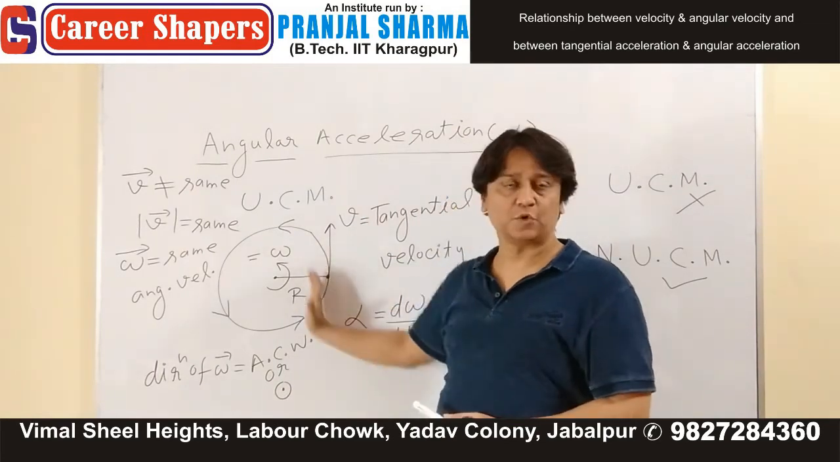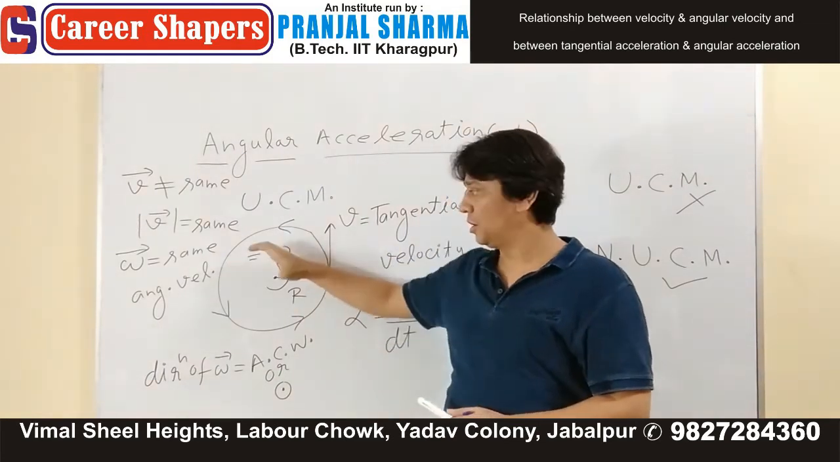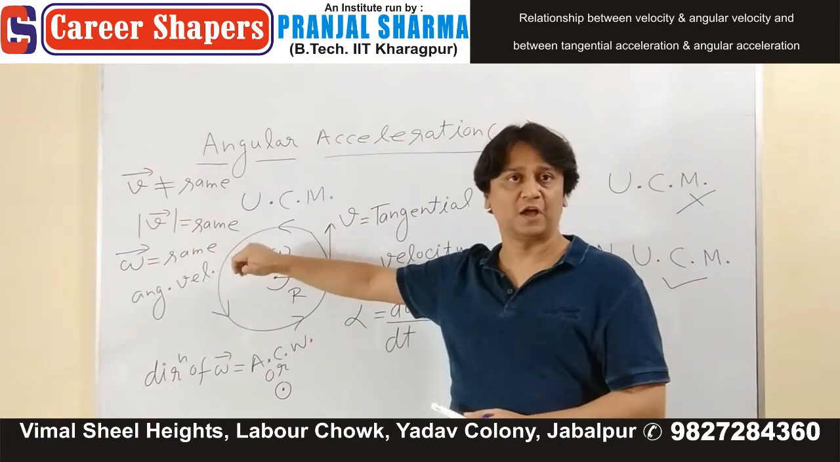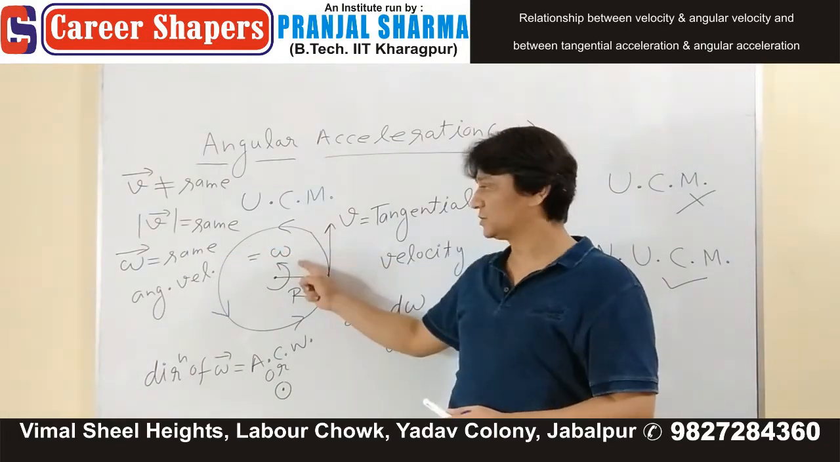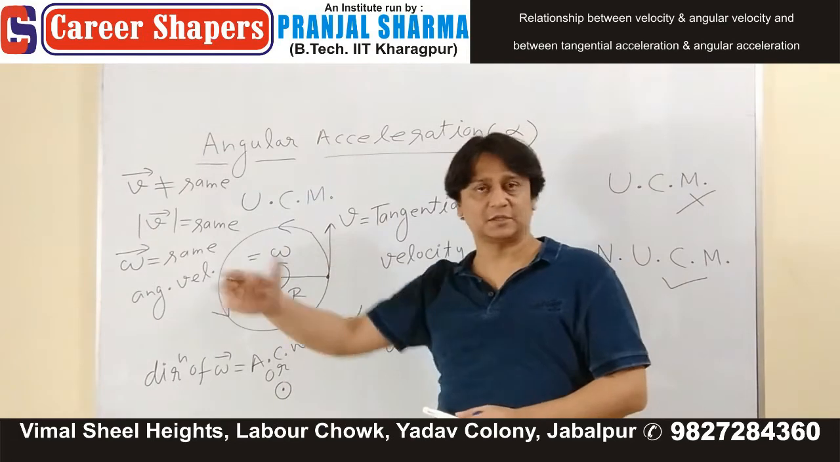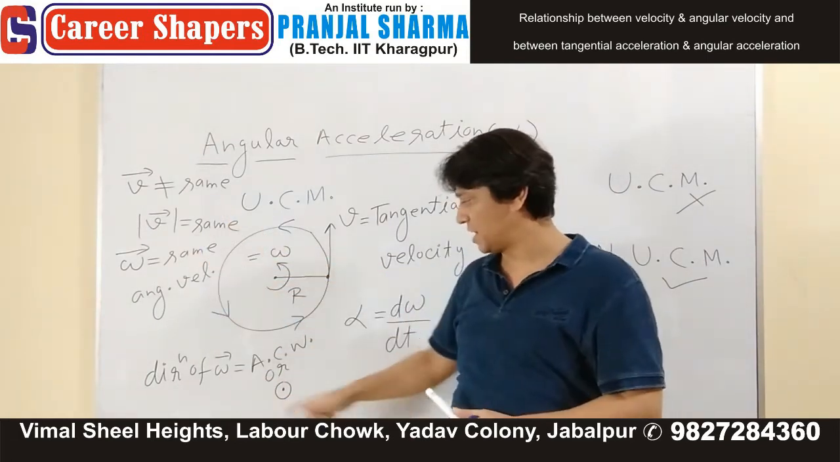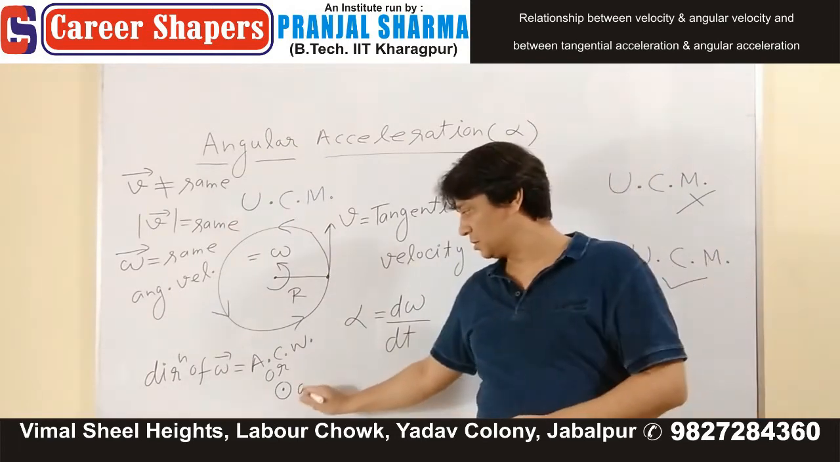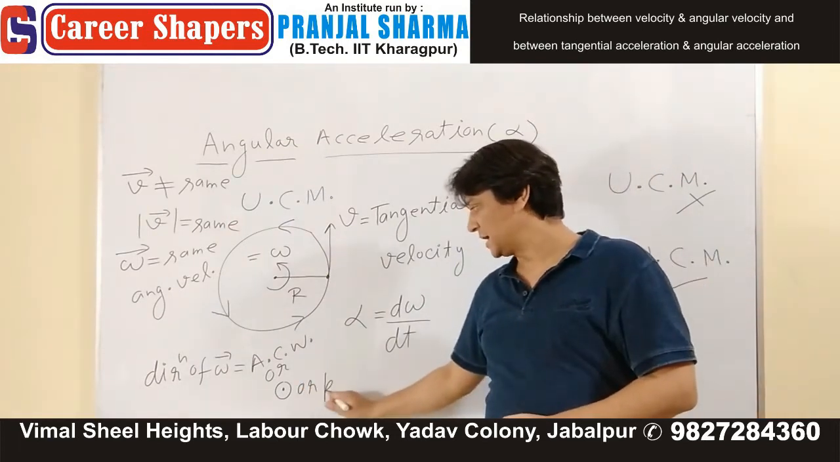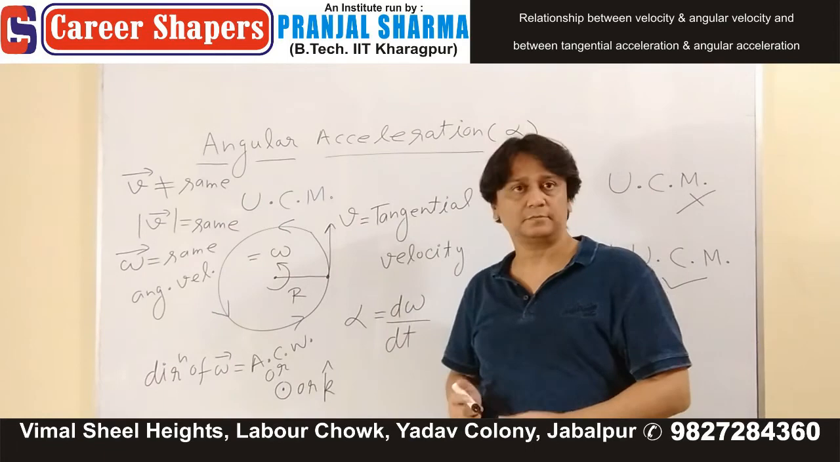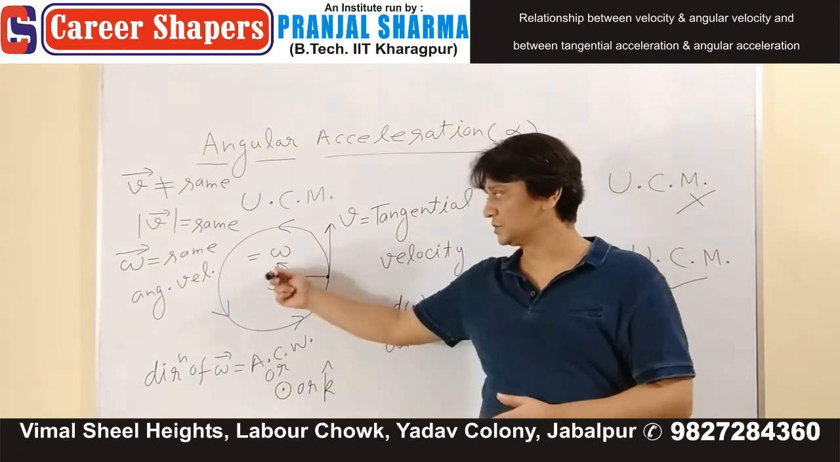Angular velocity is what? Anti-clockwise, or you give it with the help of thumb. Angular velocity is always along the axis. So thumb is coming out. Things which are coming out, they are represented by dot. Or you can say k cap, unit vector for this direction.